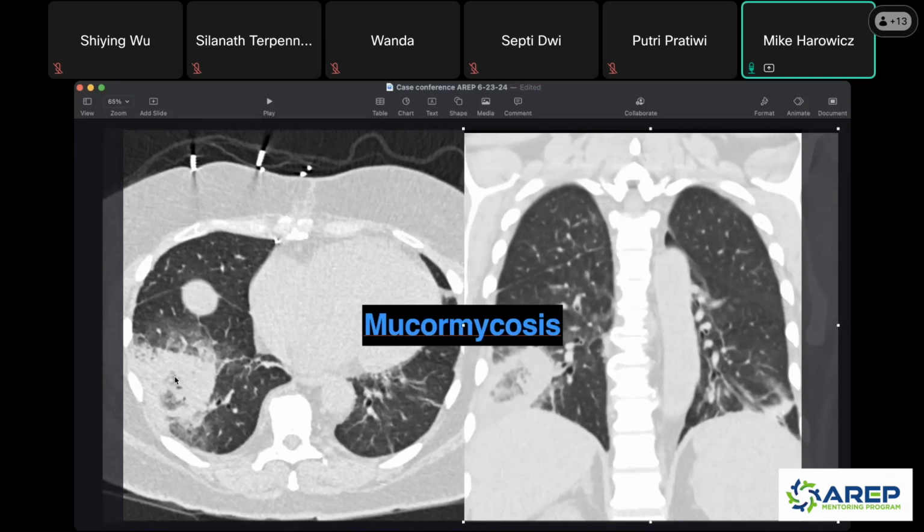So opacities that look like infarcts but are really big in an immunosuppressed patient, keep these in the back of your mind.